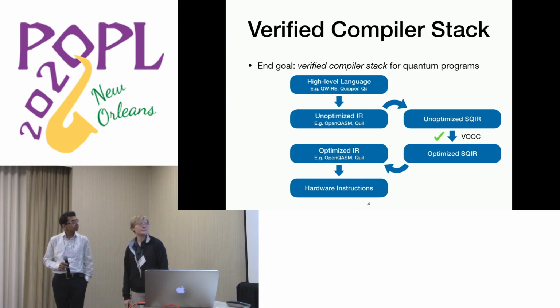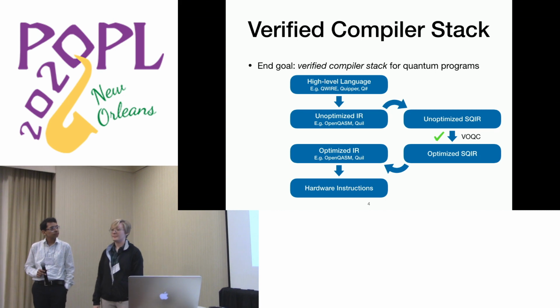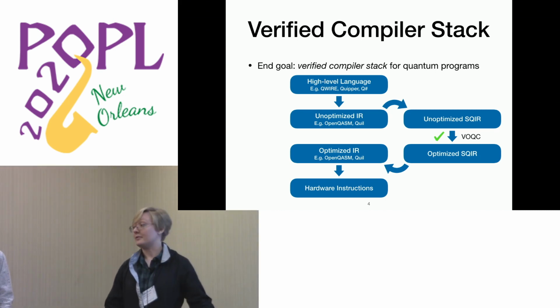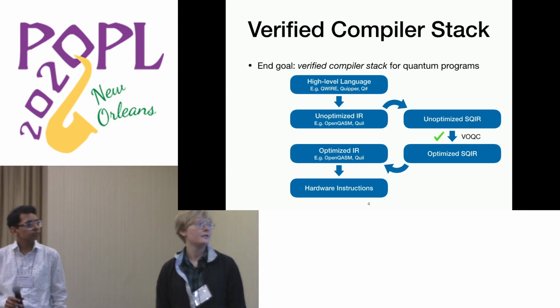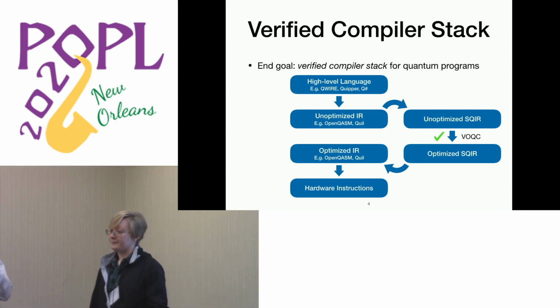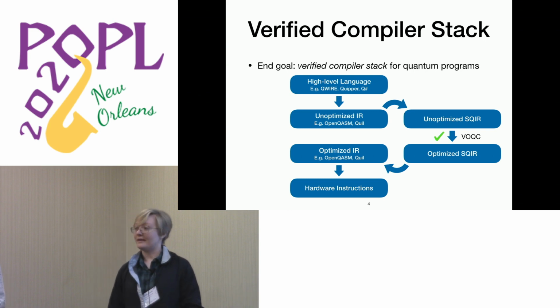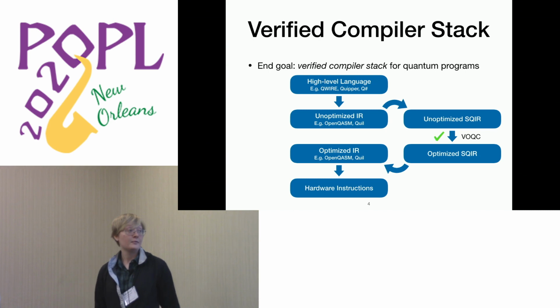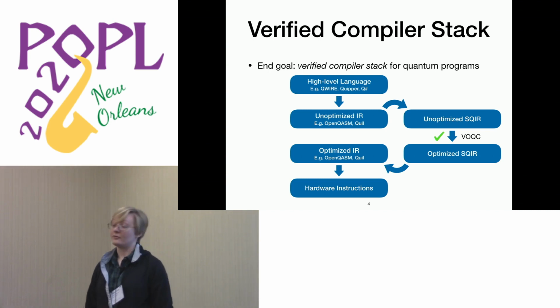Here's the slightly revised diagram for what we're talking about in this presentation. We assume that you convert from a high-level language to OpenQASM, as you do with standard compilers. Then you convert from OpenQASM to our intermediate representation SQUIRE, which is similar to OpenQASM, but it is more convenient for us to have an IR that's in Coq. We're then going to do verified optimizations with VOQC to get out an optimized SQUIRE program. And then you convert back to OpenQASM and continue your compiler toolchain like normal.